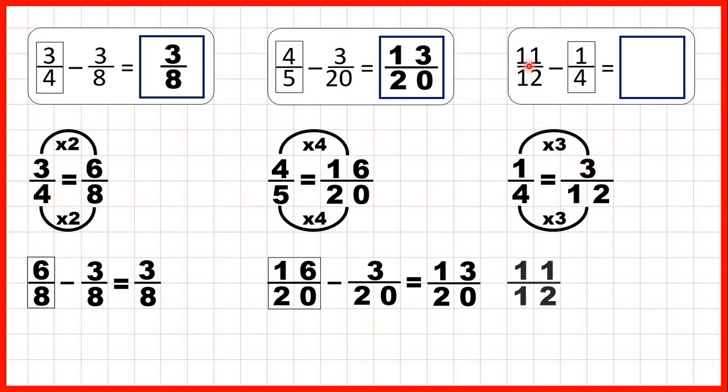This time, we're keeping the 11/12 the same, but instead of subtracting 1/4, we're subtracting 3/12, because we've seen that that's equivalent to 1/4. Now our denominators are the same, so they stay the same in the answer, and 11 minus 3 is 8, so our answer is 8/12.